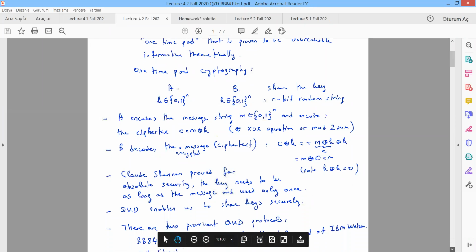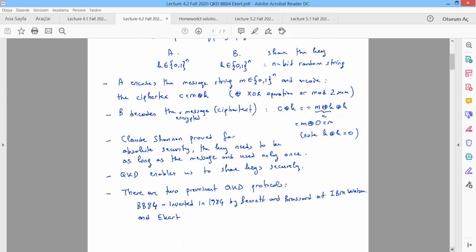Claude Shannon, as you know, the founder of information theory, proved that for absolute security, this key needs to be as long as the message, and Alice and Bob should ideally use this key only once. Otherwise, the security would be compromised. So key distribution protocols enable us to share keys securely, because we want to make sure that these keys are generated in a central place and distributed to Alice and Bob without any interception by an eavesdropper.